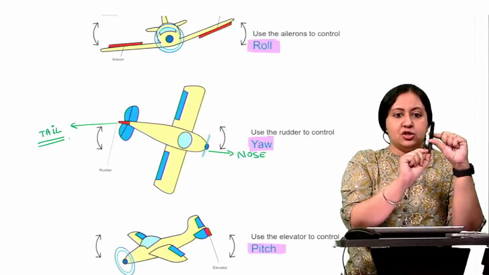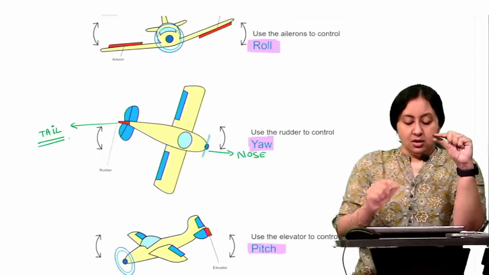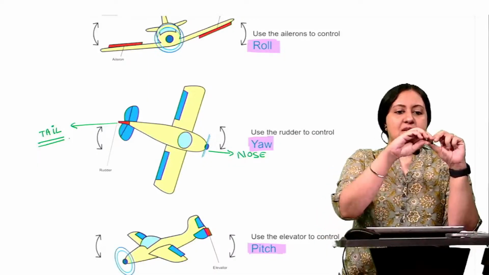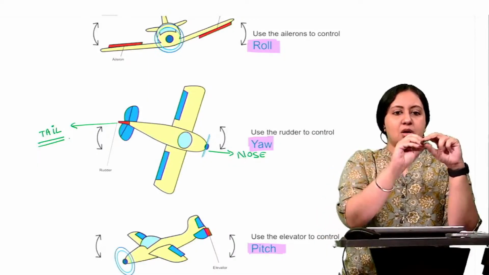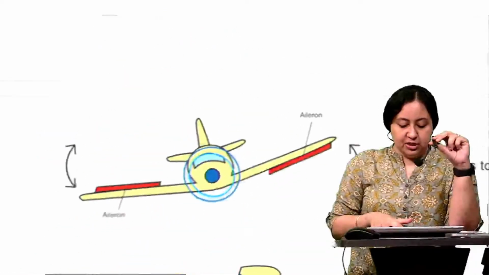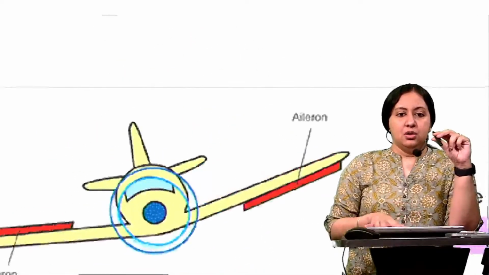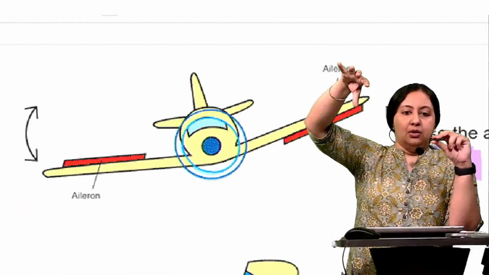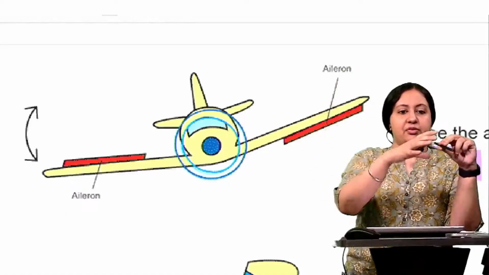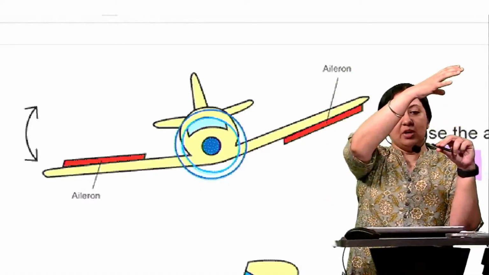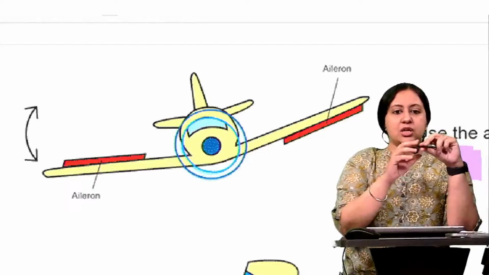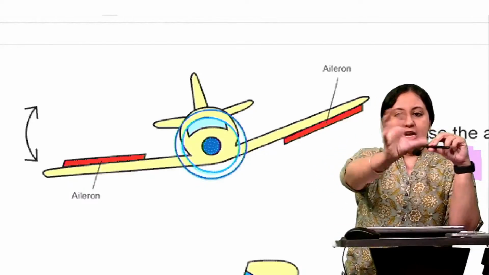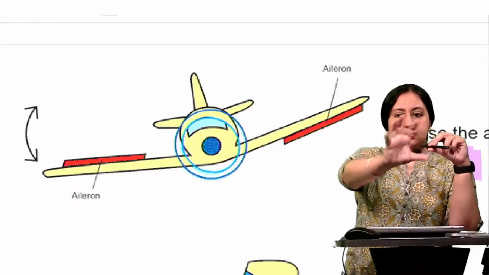Alright, pitch. Okay, and if this moves like this in a clockwise or counterclockwise direction, how the movement is being seen over here. So if one wing goes down, or if one wing goes up and the other wing goes down, that is known as roll. So movement in this direction, like this, is roll.